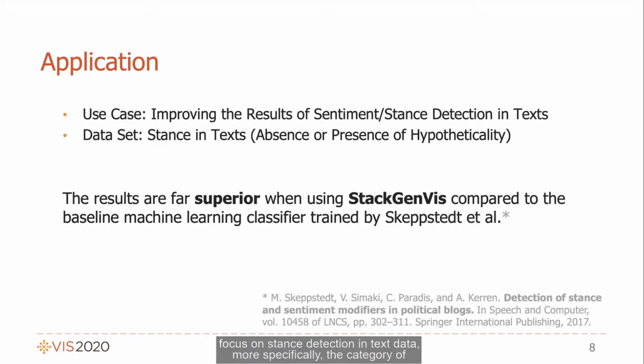In this use case, we focus on stance detection in text data, more specifically, the category of hypotheticality. We applied our resulting meta-model to the same test data as Kepstead and others, and we were able to heavily improve the results from that paper. For more details, we refer the interested listener to our paper.